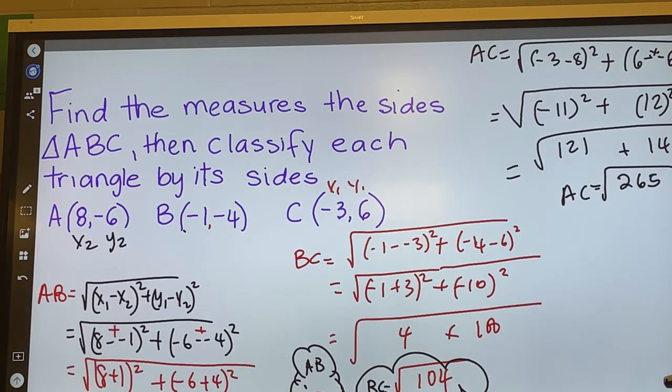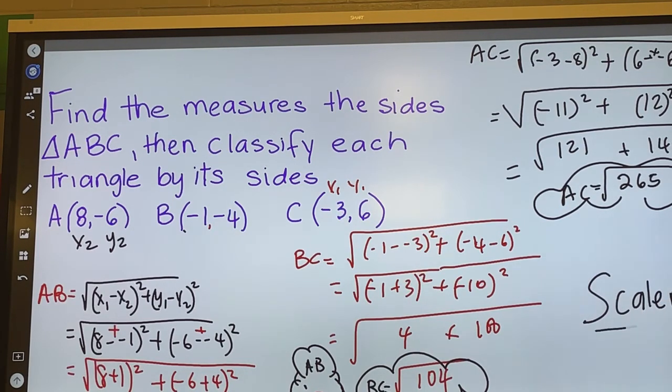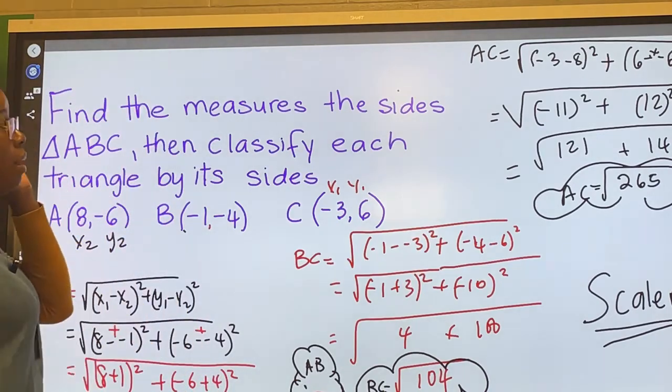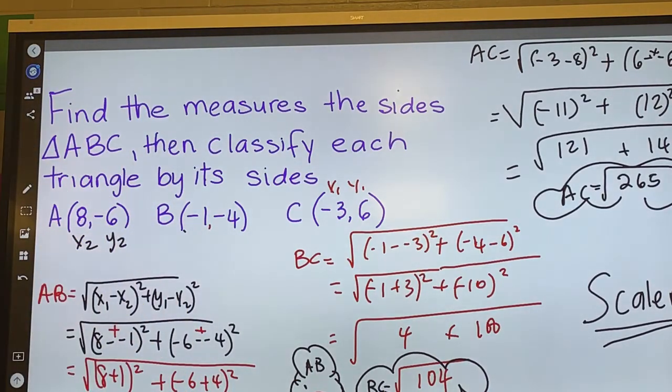So my first idea was that it was a scalene triangle, and it is indeed correct because one length is root 85, one is root 104, and the other one is root 265. So we say it is scalene if you look at the lengths of the triangle. And so that's how you work a question that gives you three points of a triangle and asks you to classify it based on its sides. So I hope this was useful.